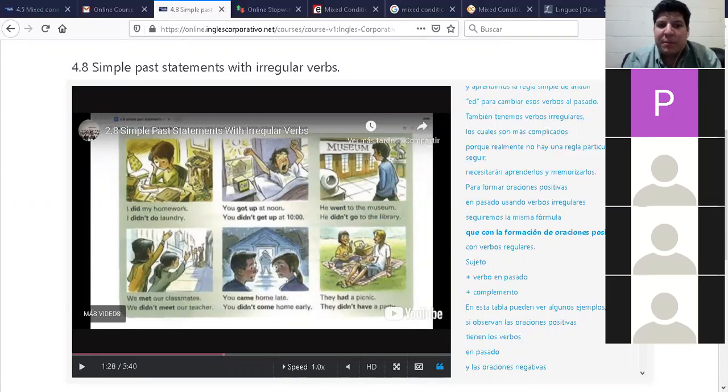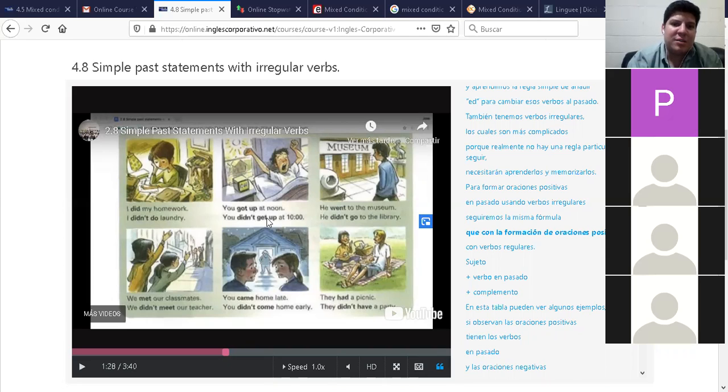How do you say te levantaste al mediodía? Do you get up early? Mediodía, guys? Midday. Noon. Are you checking the screen? ¿Están chequeando la pantalla o están en el teléfono?